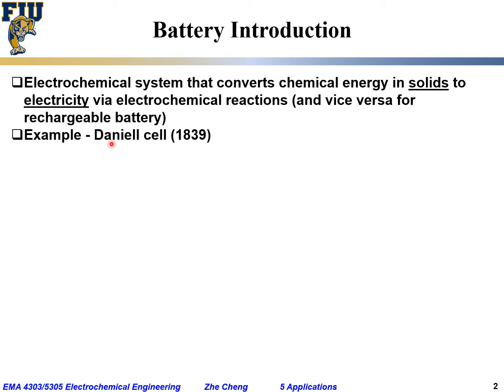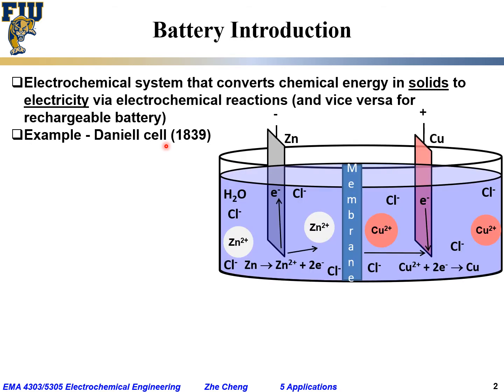And the earliest battery probably appears in the 1800s. One example would be called the Daniell cell. The Daniell cell, and we have mentioned this several times before in this class. And this is a schematic for a simplified Daniell cell.